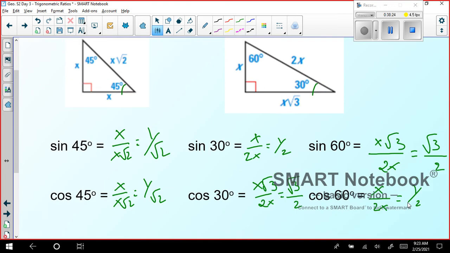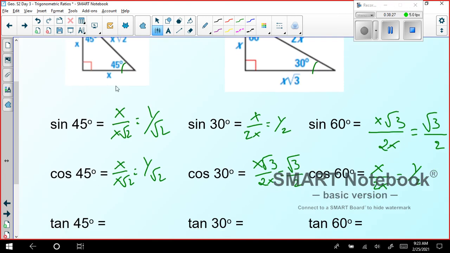And finally we are going to the tan. Tan 45 is nothing but opposite over adjacent. So x over x, that gives us 1. The tan 30, 30 is over here, the opposite is x, adjacent is x root 3. So x divided by x root 3, because tan is the ratio of opposite over adjacent. So that gives us 1 over root 3. Same way, tan 60 is going to be opposite over adjacent. In this case 60, the opposite side is x root 3 and adjacent is x. So x root 3 over x.